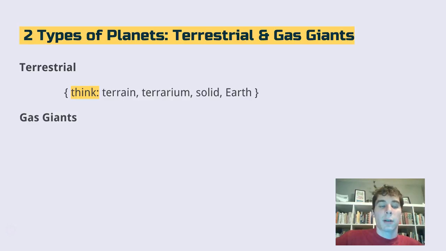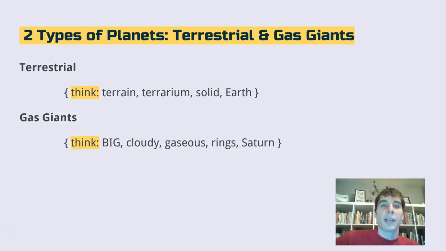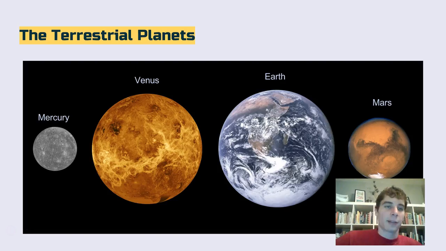The other type of planet is called a gas giant. And with gas giants, I want you to think big, all right? These things are quite voluminous. They look kind of cloudy on their surface. They are gaseous, thus the gas part of gas giants. Most of them have rings, and the planet that most exemplifies this might be Saturn or Jupiter. Okay, so those are the two classifications of planets that we have: terrestrial and gas giants. And today we're going to be focusing on the terrestrial planets.